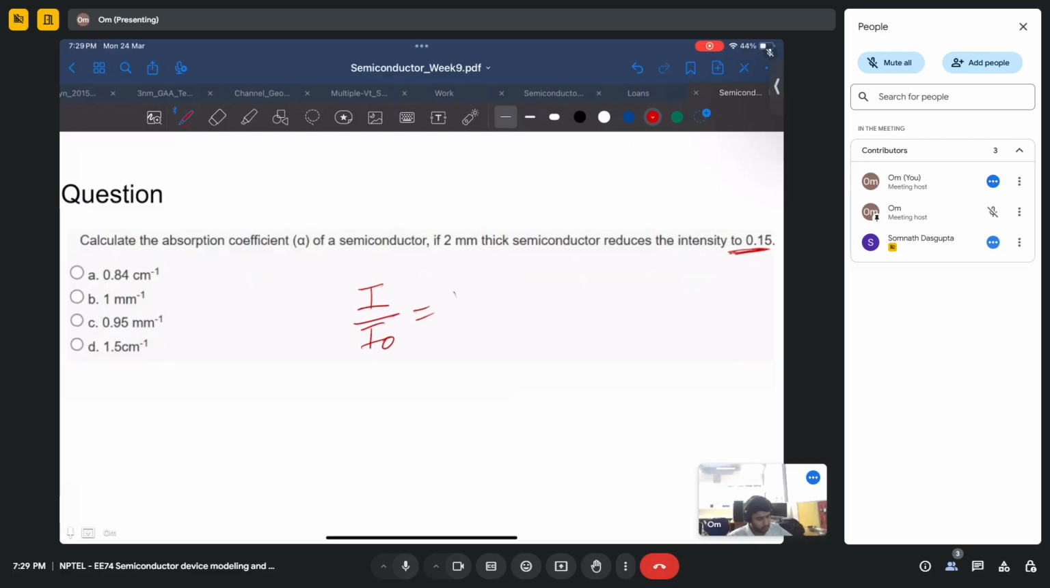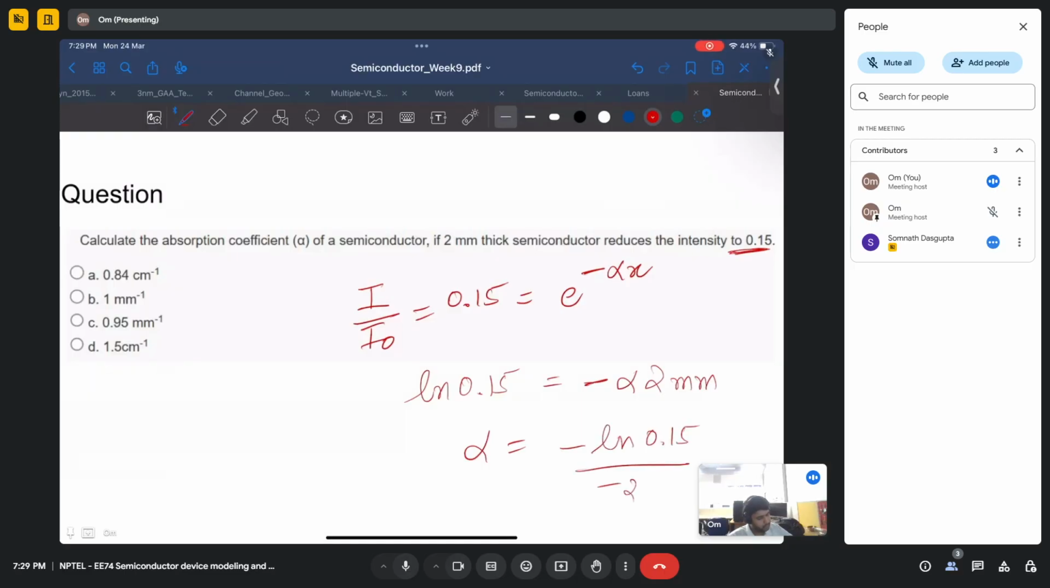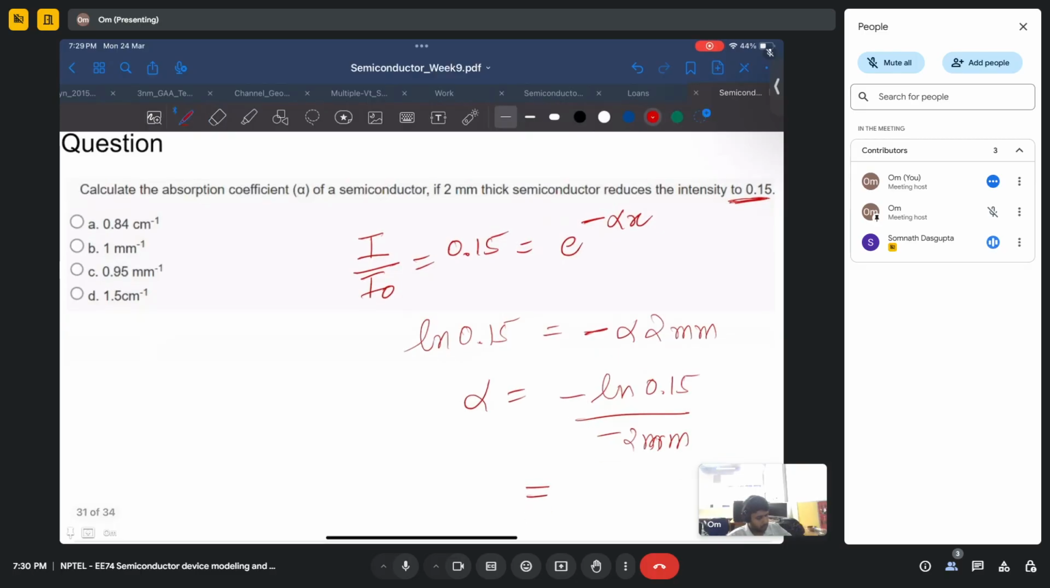I by I naught, it is 0.15, is e to the power minus alpha x. So we can say ln 0.15 is minus alpha x, where x is 2 millimeter. So alpha is minus ln 0.15 by minus 2 millimeter. And when we divide it by 2, what we'll get? Okay, 0.948 per millimeter, which is closer to, I think, 0.95, option C.